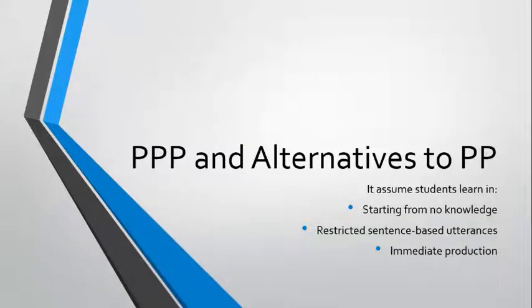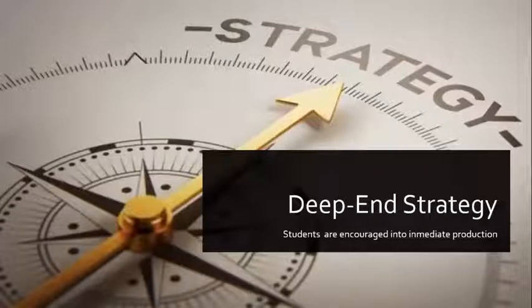The first one assumes that the students will not have really specific knowledge, you're going to start from zero. The other one is the sentence based on theorems. And the third one is immediate production. The first one we have from here is the deep end strategy.